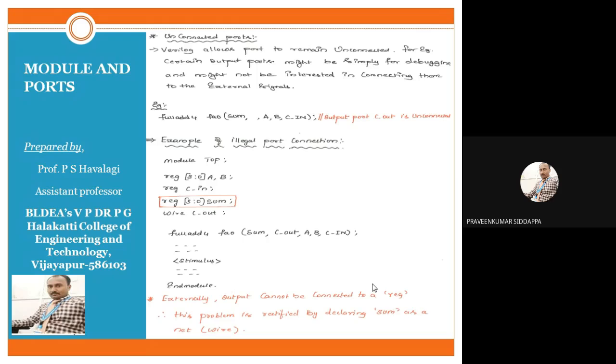Because of that reason, C_out is what we call an unconnected port. If you have not mentioned it in your expression, it is not connected. We are only generating some expression, but we are not returning C_out. So because of that reason, C_out should be an unconnected port. Next, we will see another example, which is an illegal port connection.